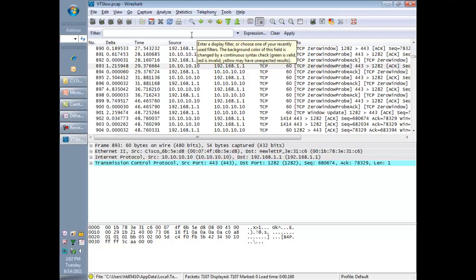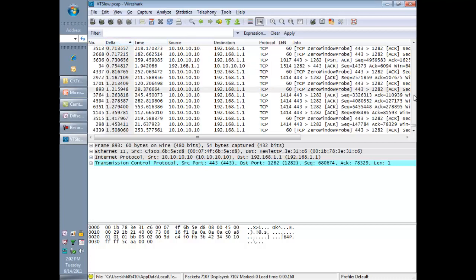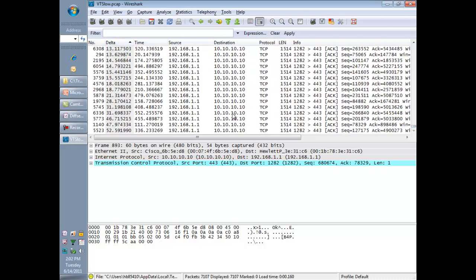If you can, and you have the luxury of time, sort by the delta column and scroll down and see if there are bunches of deltas that are of the same value, 200 milliseconds, 150 milliseconds, 100 milliseconds. These are signatures that you can use to look at delayed ACK problems, for example. Okay?